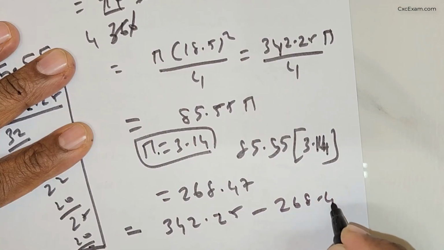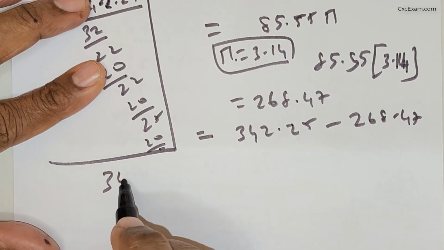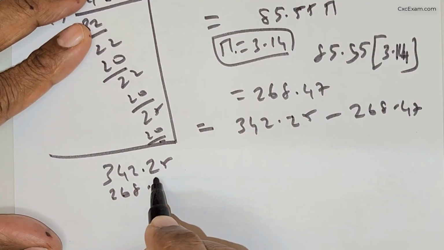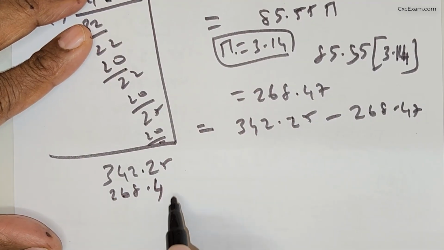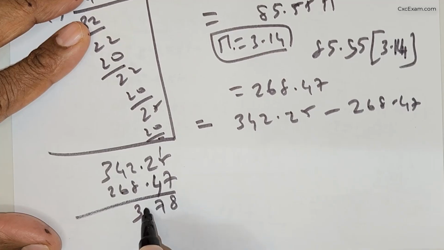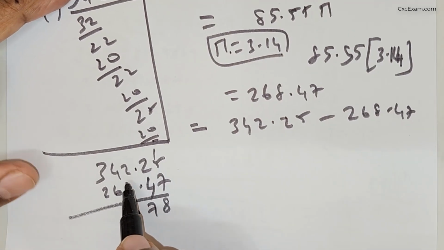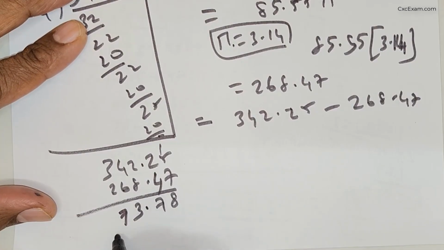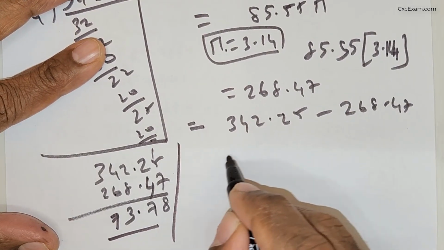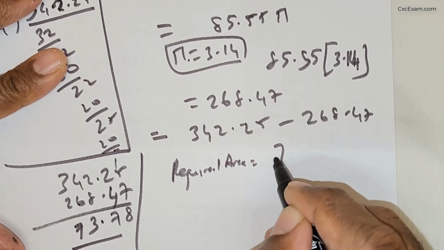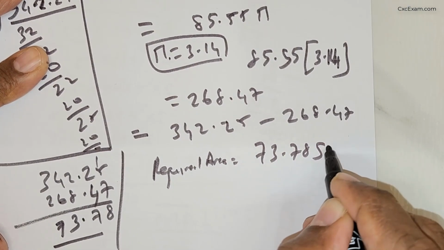So the required area is the area of the square, 342.25, minus 268.47. So how much does it work out to? 342.25 minus 268.47. You get 73.78. So the required area is 73.78 square units.